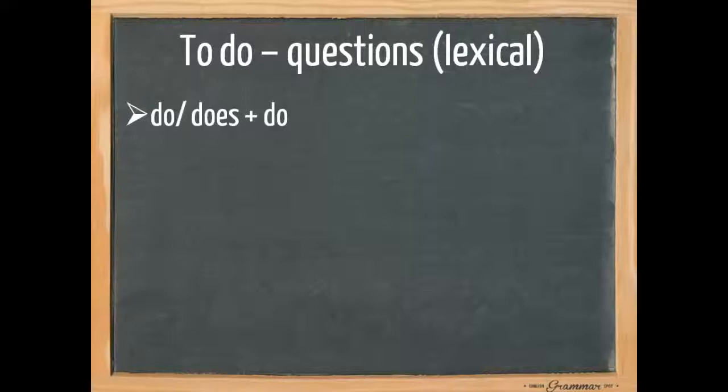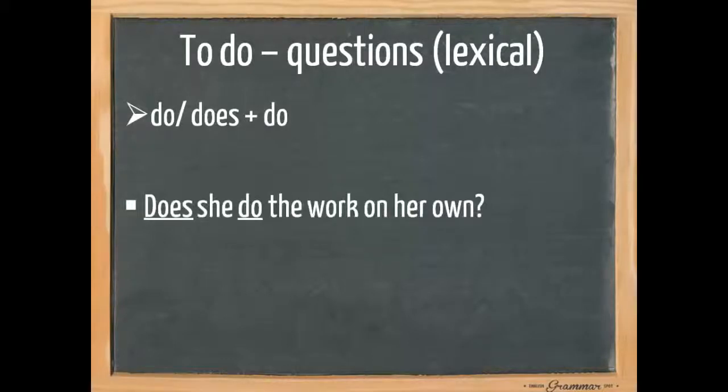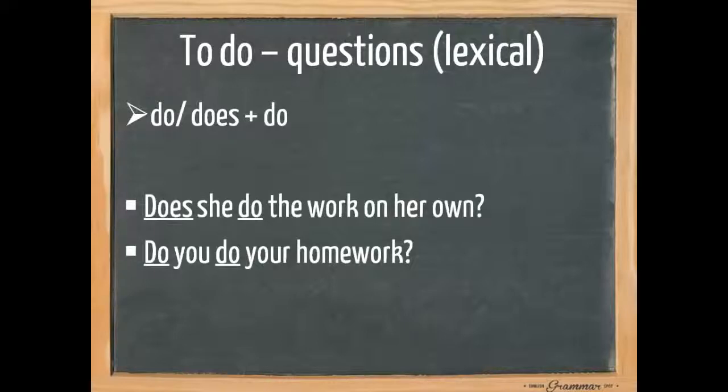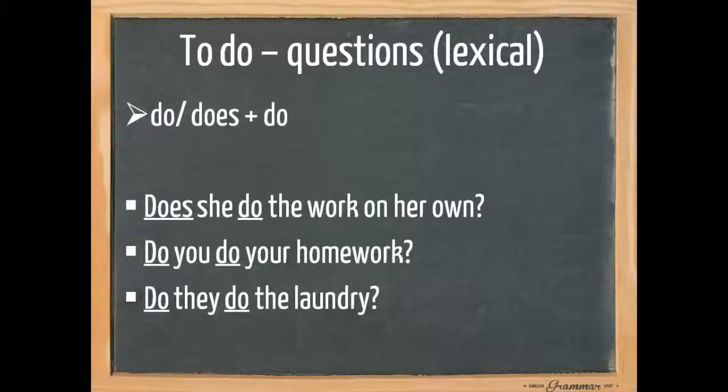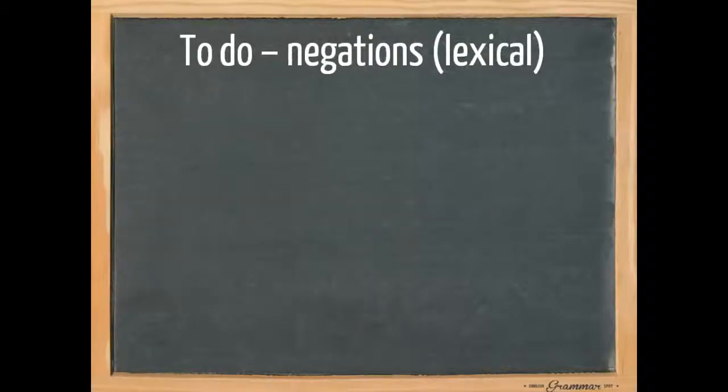Now, to make this question, we need an auxiliary. So here we also use do or does, and then we use the lexical form of the verb to do. Does she do the work on her own? Do you do your homework? Do they do the laundry? So please note that you need two forms of the verb to do here, which can sometimes be quite confusing, but it makes absolute sense, I assure you.